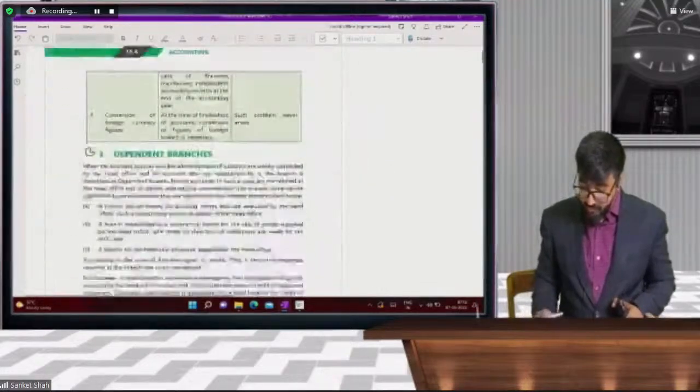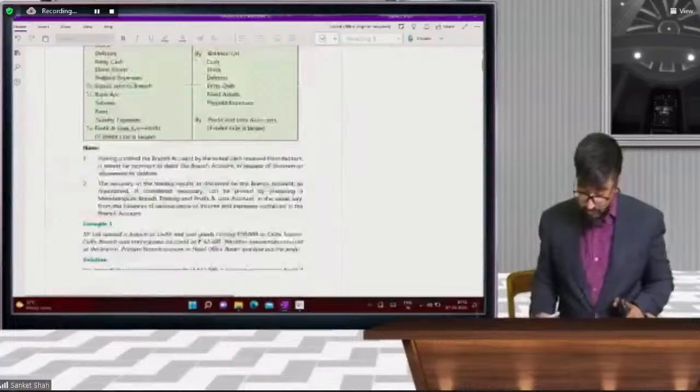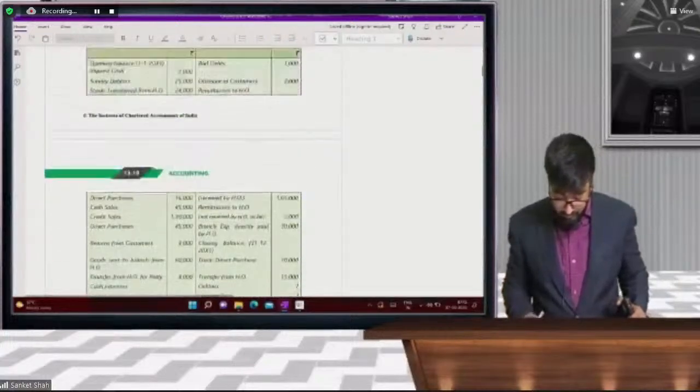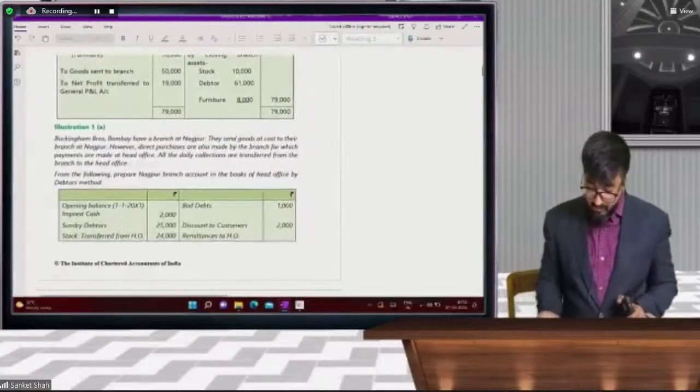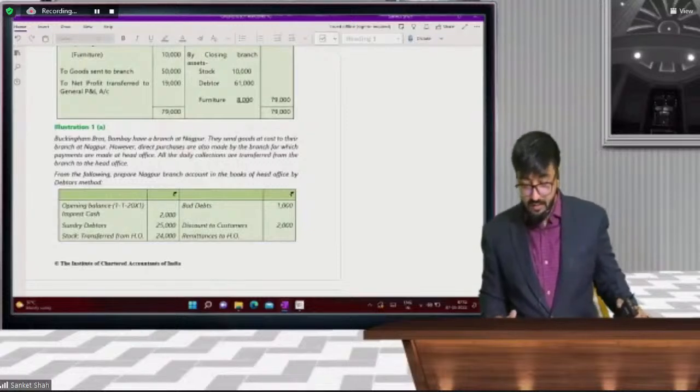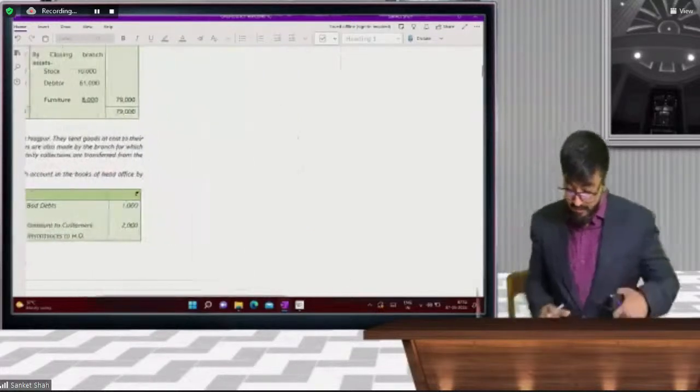So we'll solve this first question, Buckingham Brothers, by using stock and debtors method. Okay. So stock and debtors method, understand.